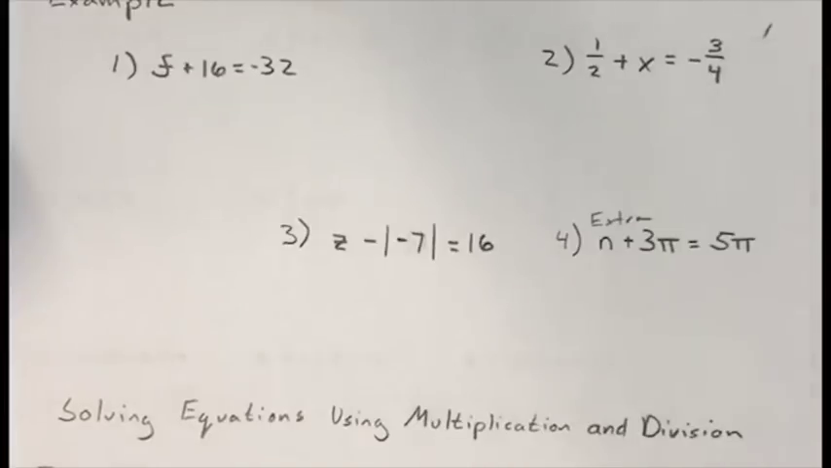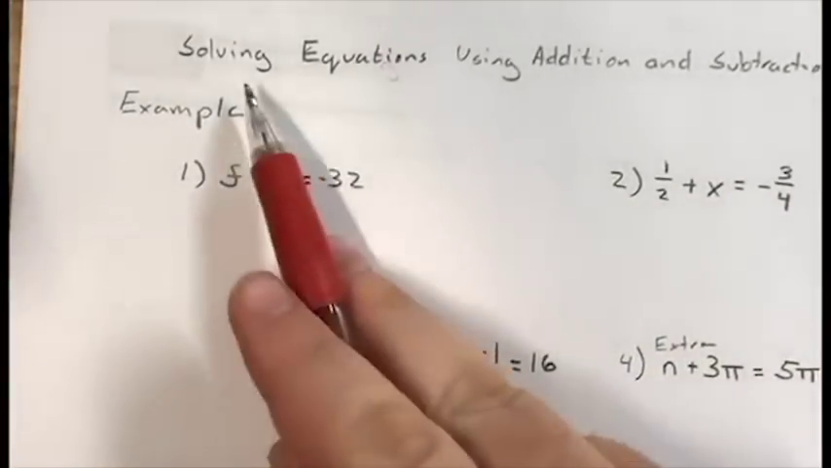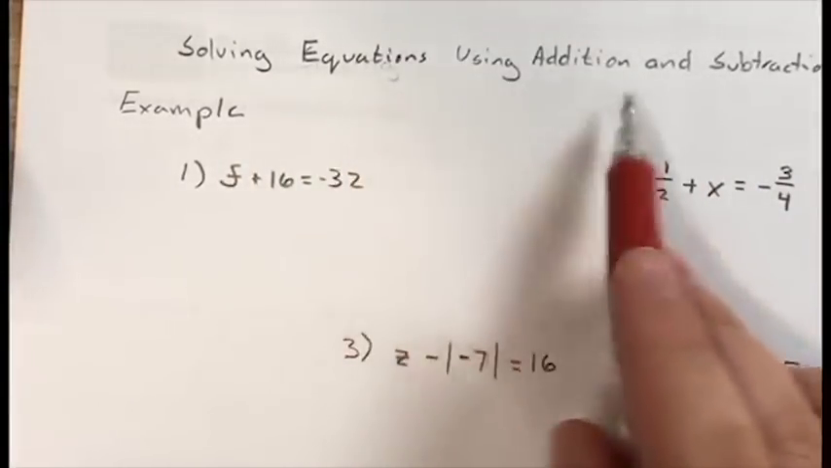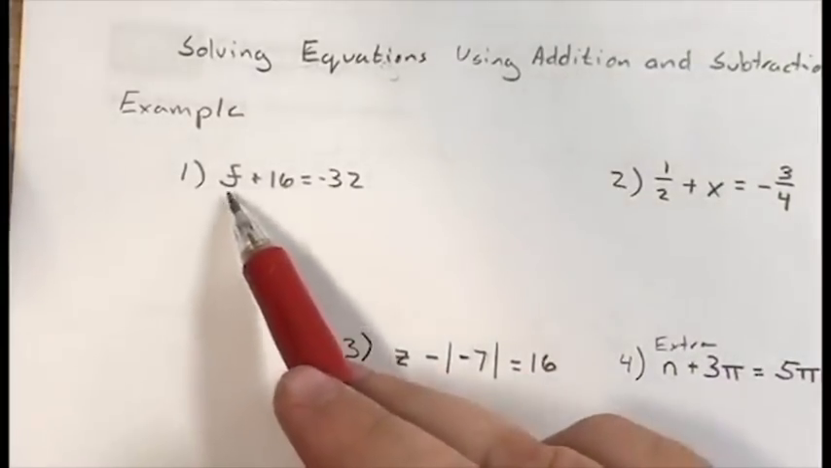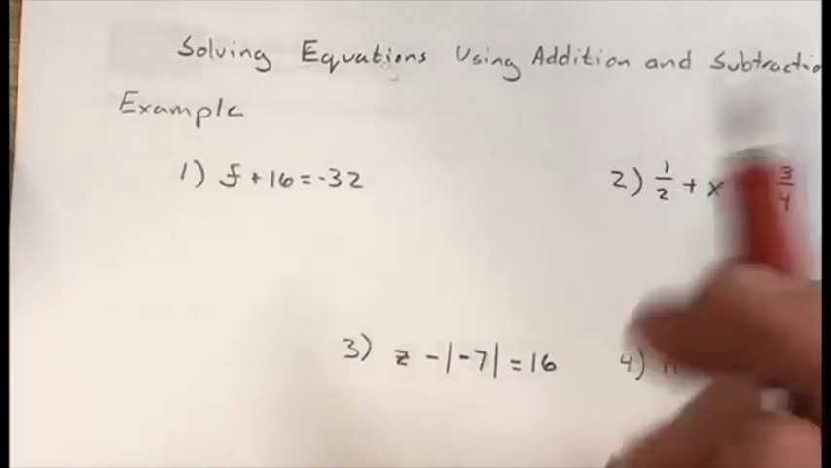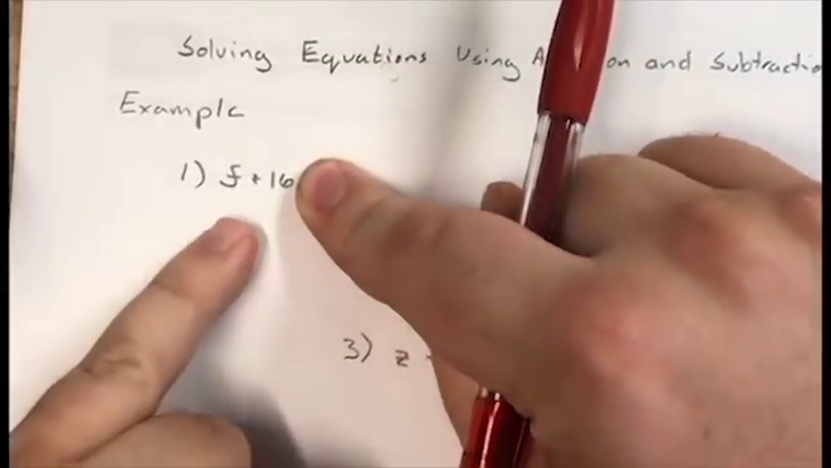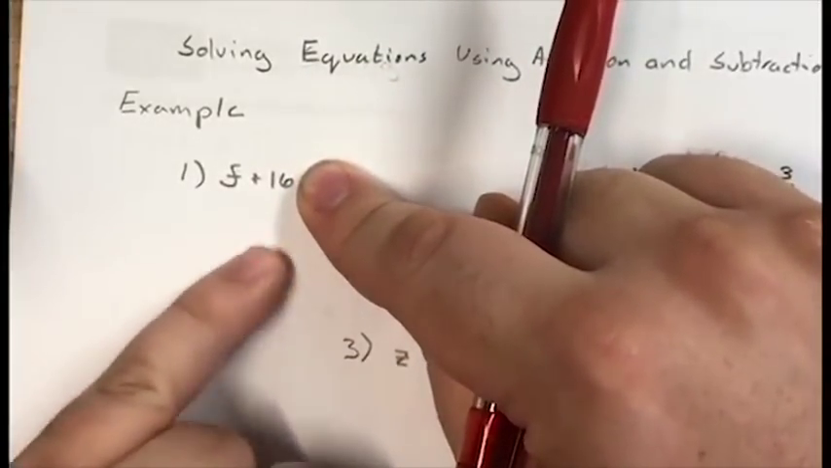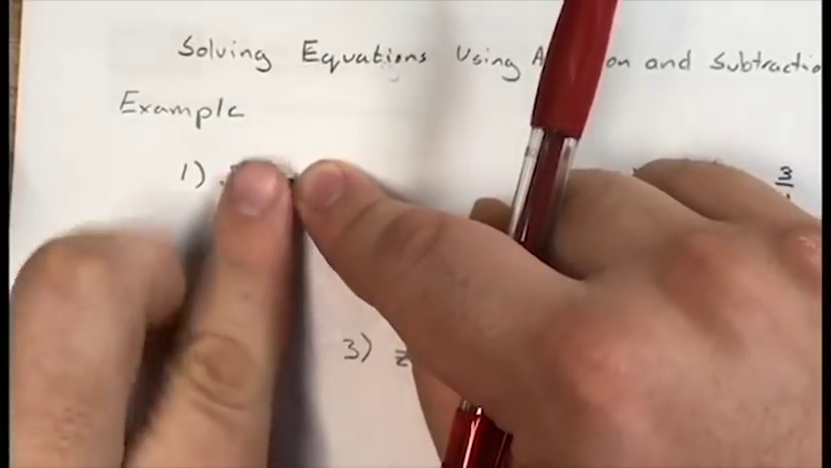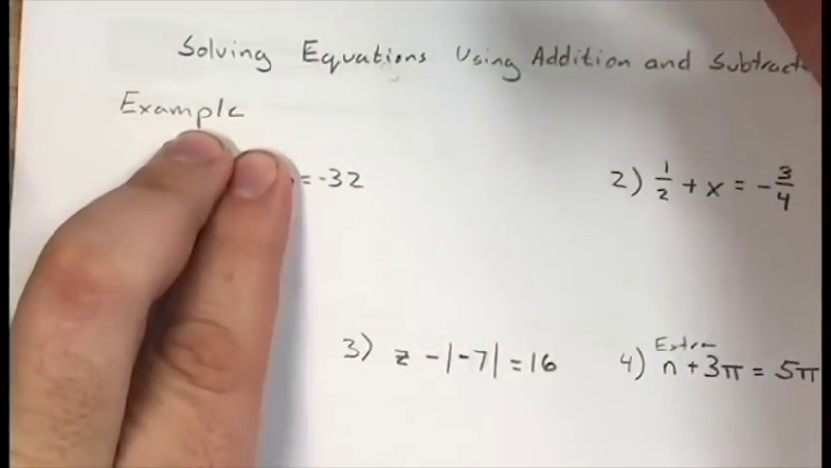Now, with that said, let's just talk about a few problems here. This first one is solving equations using addition or subtraction. We have f plus 16 equals -32. My job is this. First off, let's see if we can simplify each side of the equation. This side says f plus 16. Is there anything I can do with this? No, there's not. f and 16 cannot be added together, so I can't do anything. I look at the other side of the equation. This says -32. There's nothing more I can do with that.